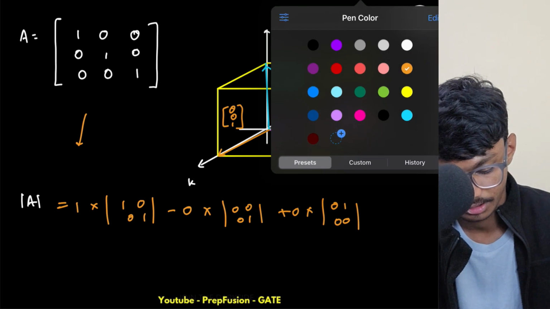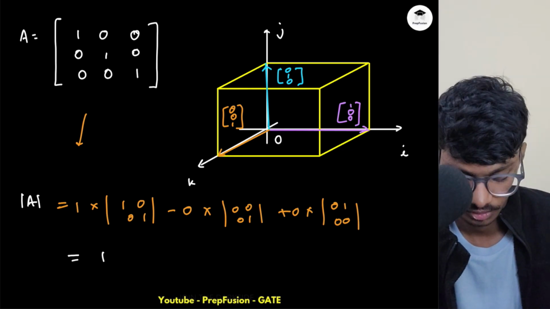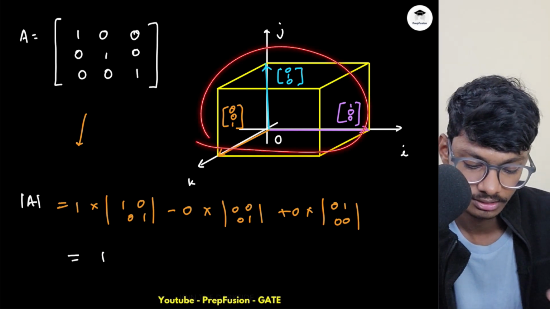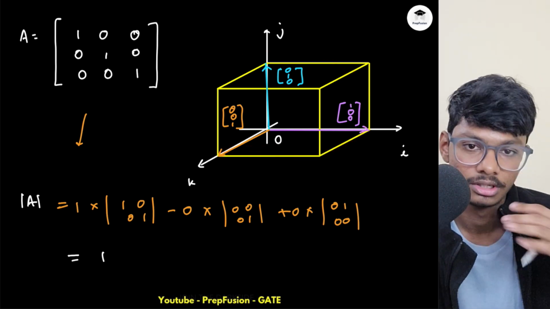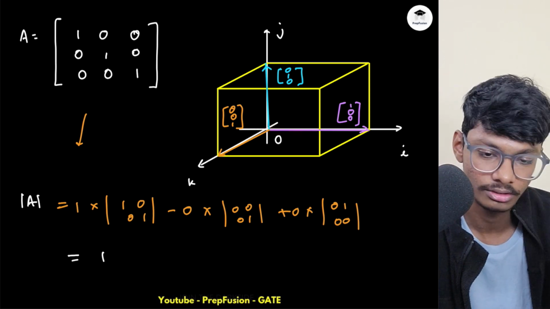So what are we getting? We are getting it as 1 only, because 1 minus 0 is 1 only, so this is 1. Here also we can observe that the volume of this is 1 because this is a cube of unit length. Everywhere the length is unit 1, so it will be 1.